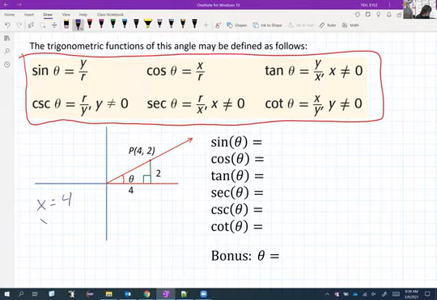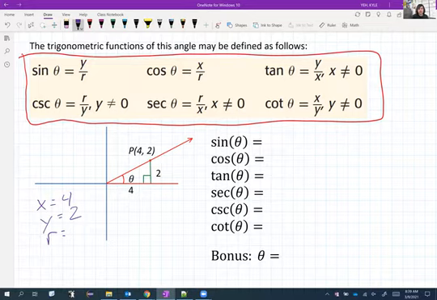And I know that y equals 2. I went up 2, and it shows me right in the point here, the y coordinate is 2. So for these definitions, we need 3 things. We need x, we need y, and we need r. So how do I find r?